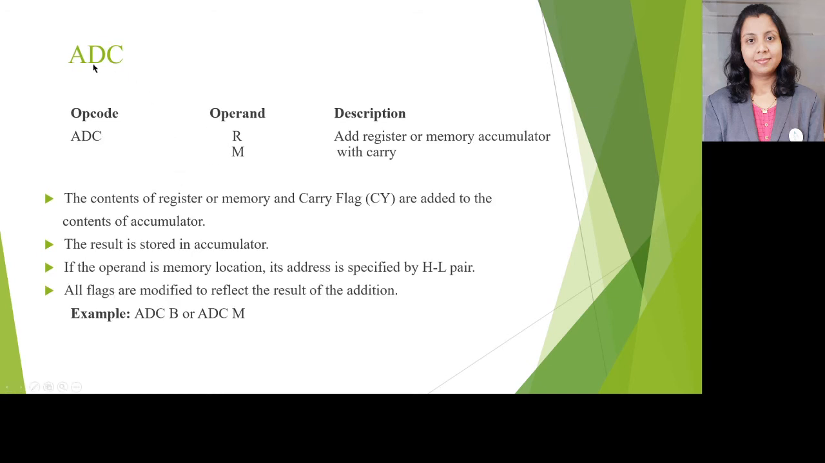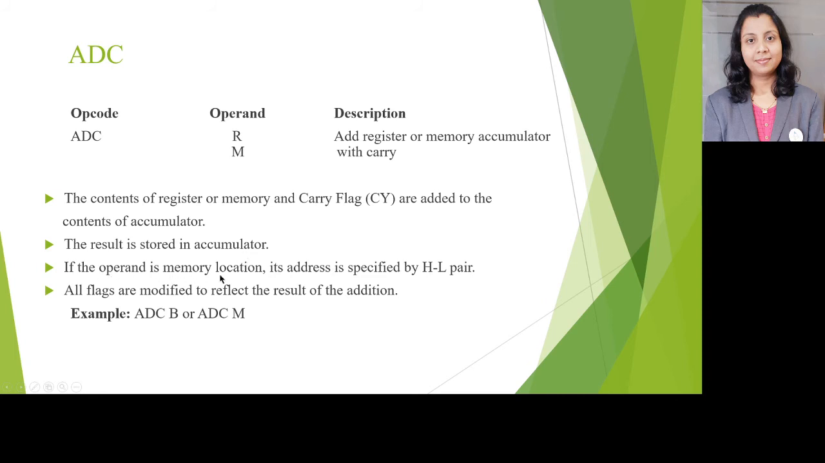Next is ADC. Operand is again the register or memory. The description is: add a register or memory to the accumulator with carry. So this is an arithmetic instruction where addition is taking place, so we should consider the carry. The contents of register or memory and carry flag are added to the contents of the accumulator. The result is again stored in the accumulator itself.